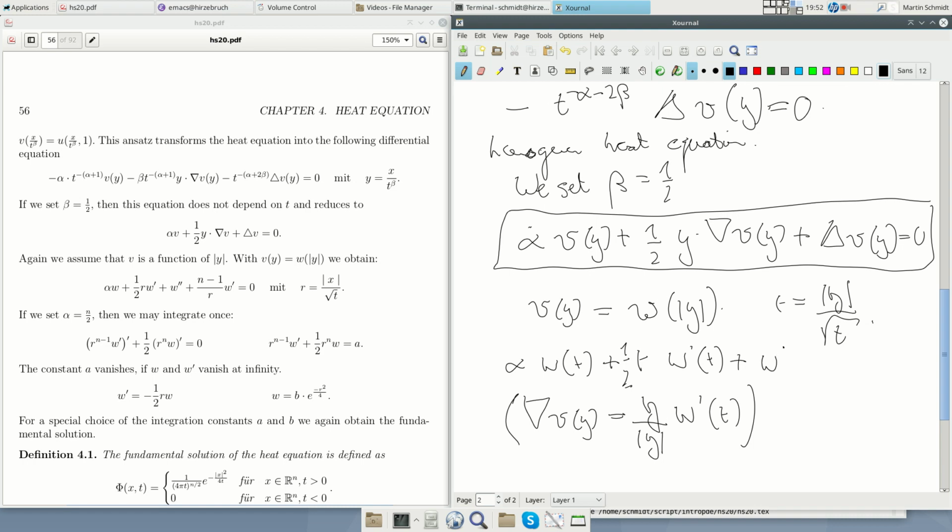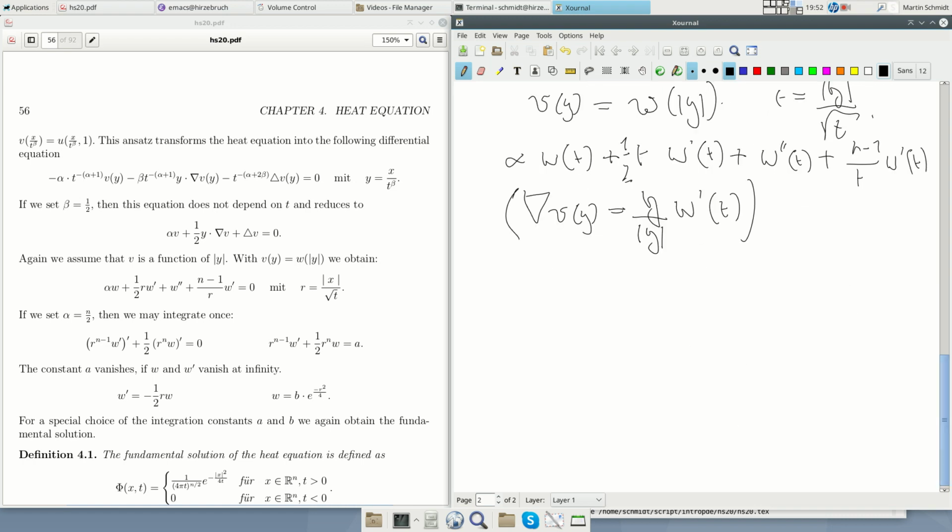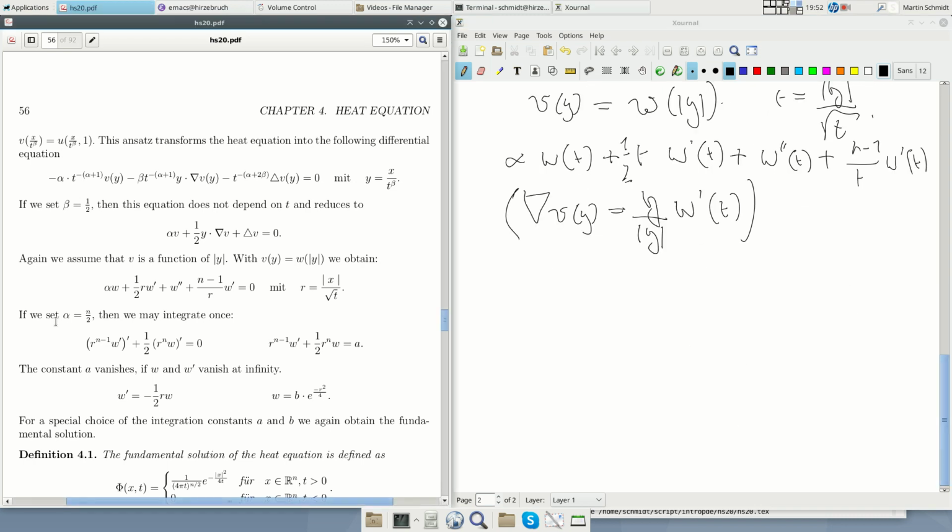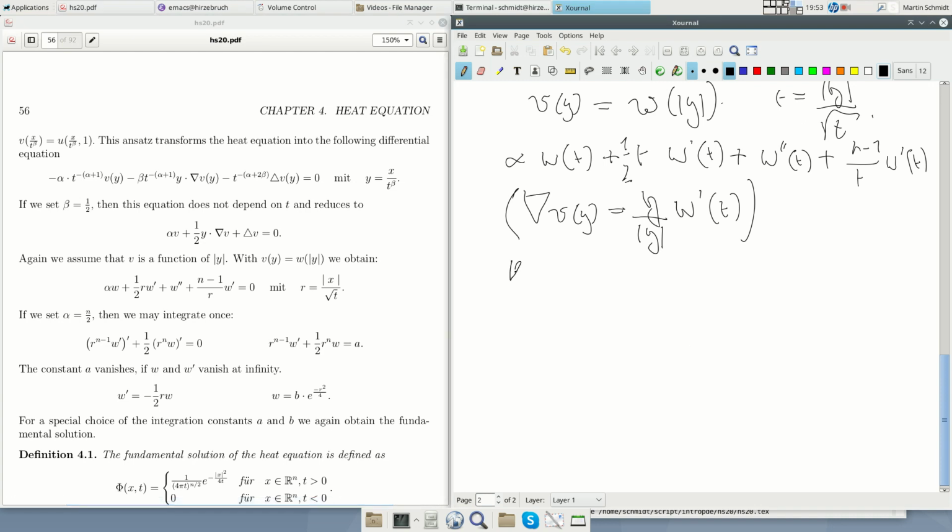This is v double prime of r plus n minus 1 over r v prime of r. So we get this equation here. Yeah, this is now the equation after this. Now I claim if we set alpha equal to n over 2, then we can integrate.